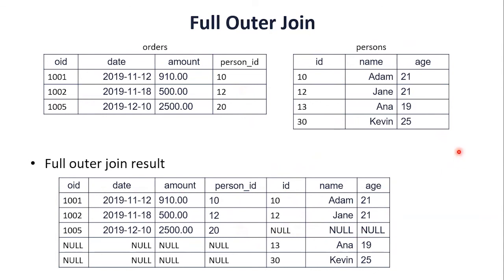And the rest of the records from the persons table are also included. So 10, 12, 13 and 20 are included here. But they don't have matching records from the left table, so these are null values.